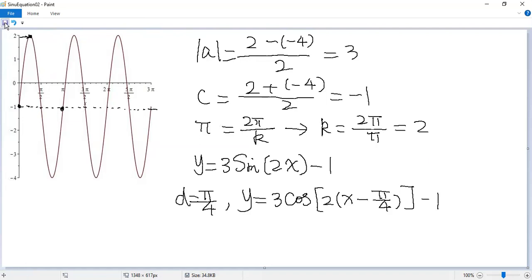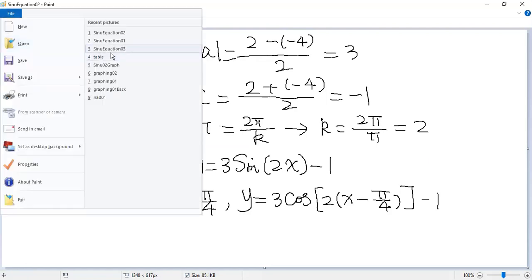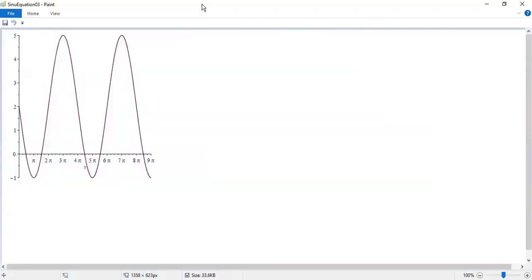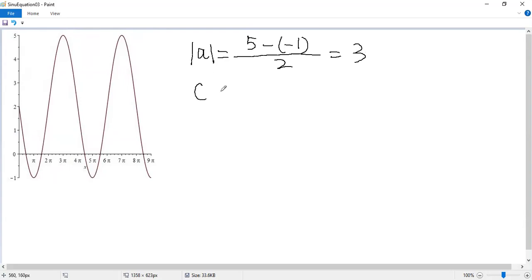Finally, let's look at the last example. For this one, the amplitude equals maximum 5 minus minimum -1, over 2, so it equals 3. The vertical shift c equals maximum plus minimum divided by 2, so it equals 2. So you see the midline is actually y equals 2.